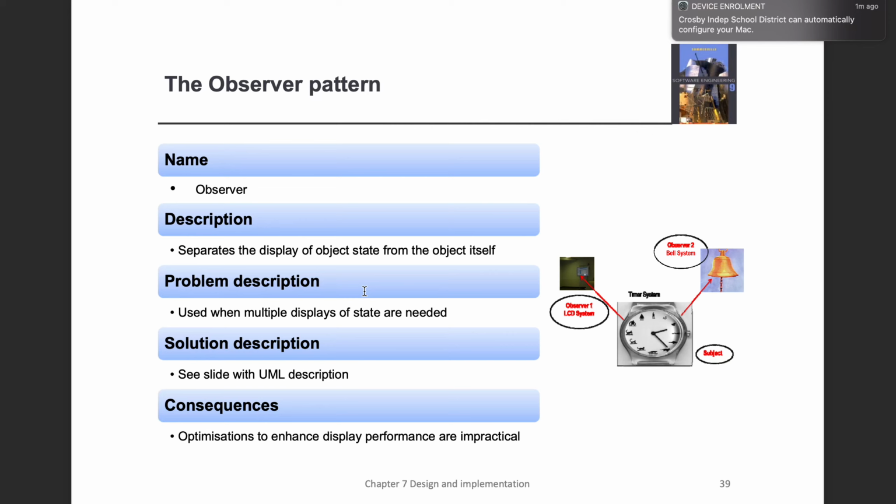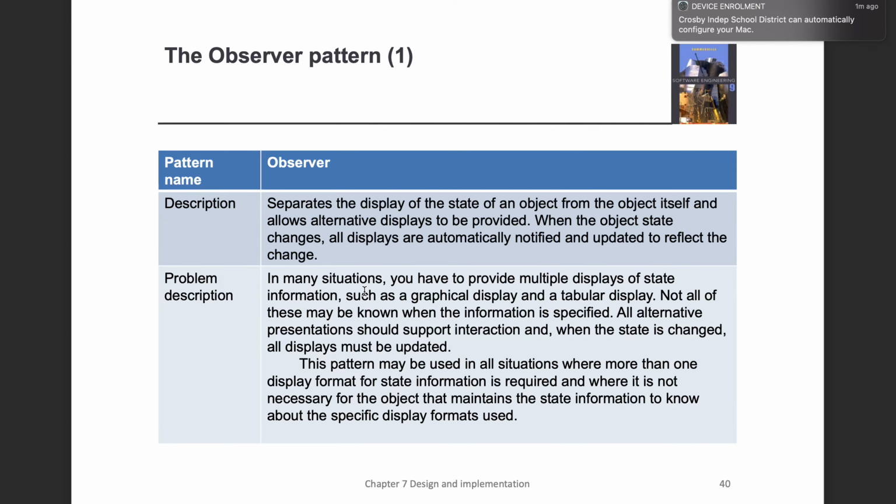So what it means is that you are displaying the state of that particular data in different objects, and that is when you need the observer pattern. And then the consequence of it is optimization to enhance display performance for impractical objects.